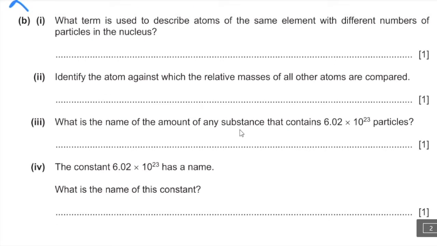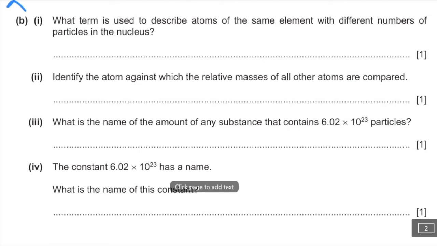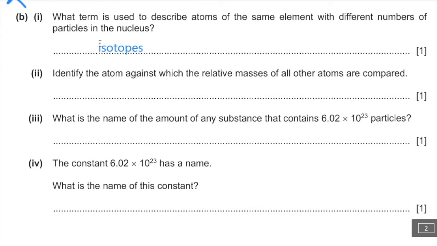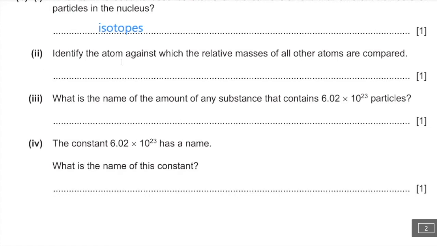B1. What term is used to describe atoms of the same element with different number of particles in the nucleus? That is, different number of neutrons. Those are called isotopes. 2. Identify the atom against which the relative masses of all other atoms are compared. This is carbon 12.